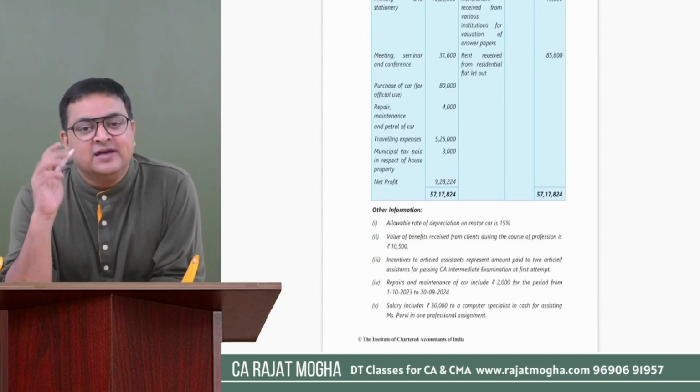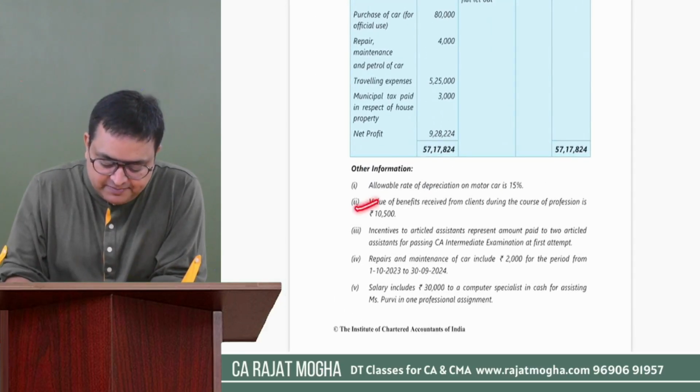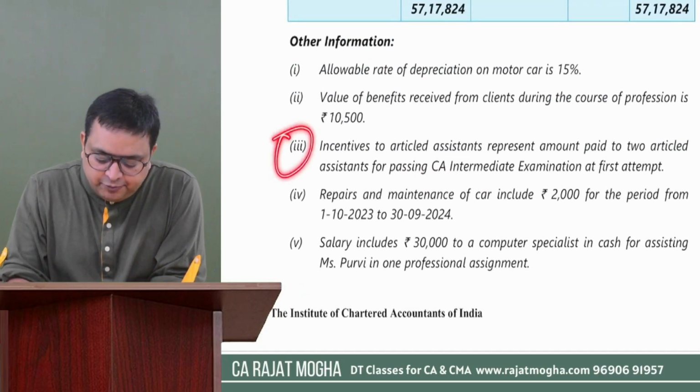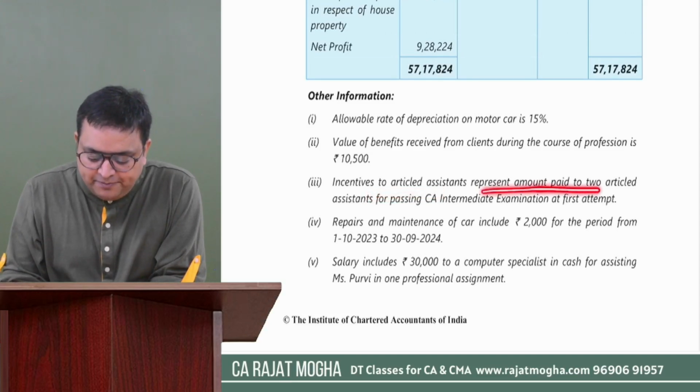So what we have to do is we will add this income while computing PGBP. So this should be our PGBP income. Third point, incentive to article assistants represent amount paid to two article clerks.